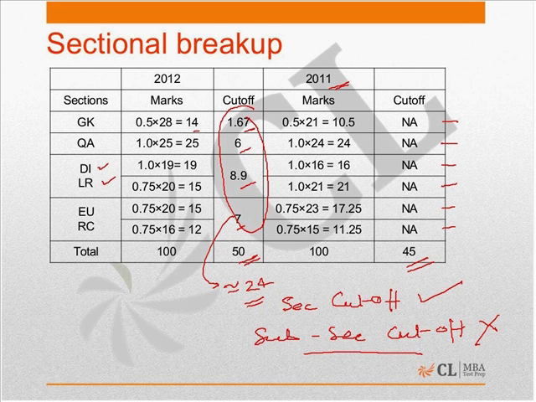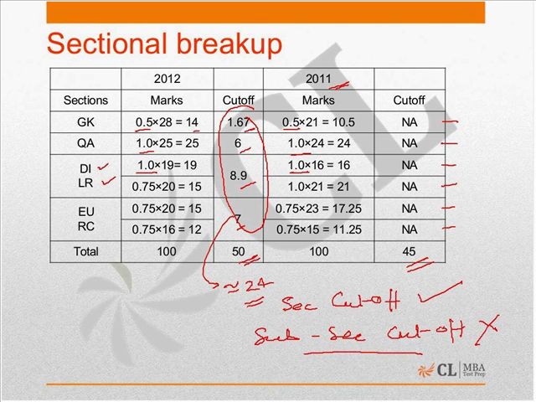Now, when you look at both the years 2012 and 2011, you will find the pattern is almost similar. When I say the pattern, I'm saying first of all, GK is half a mark, Quant is 1 mark. These are kind of standard items, and DI again is 1 mark. These three are usually 1 mark items.